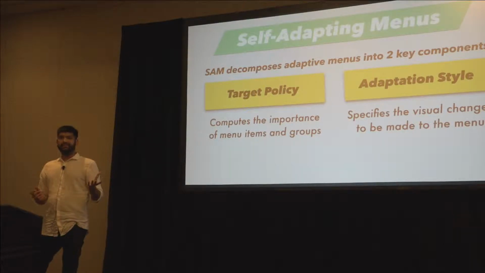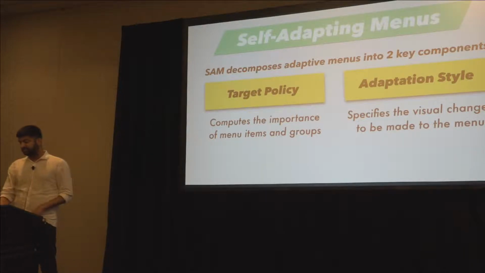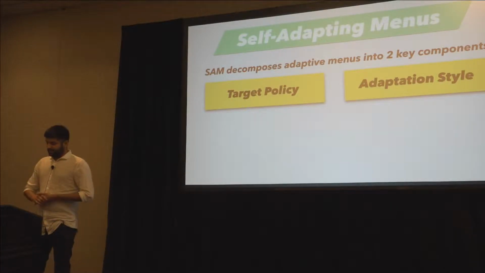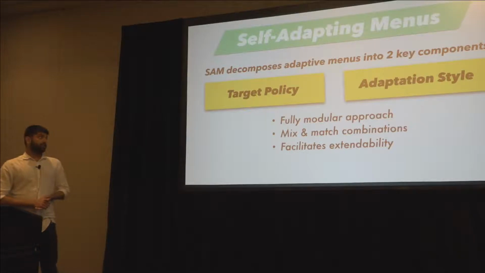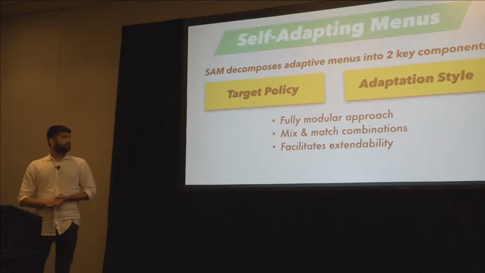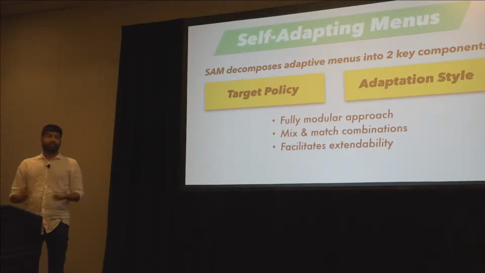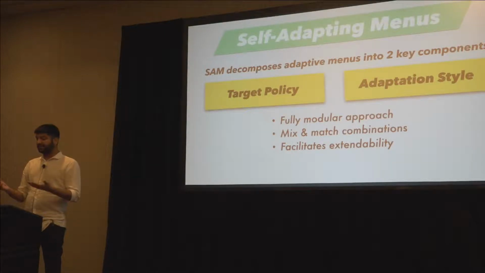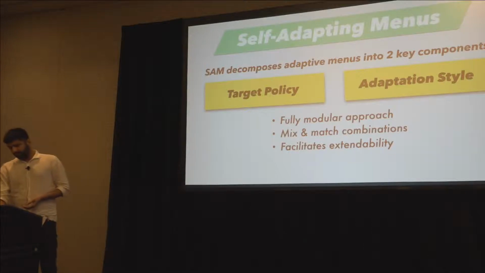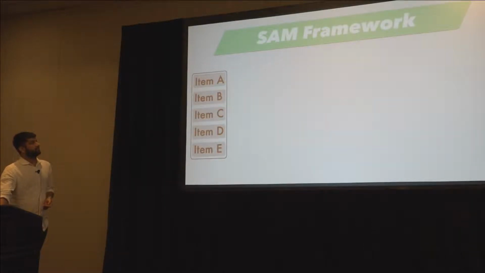And by combining these two aspects and making them modular in nature, we can finally have a fully modular approach for self-adapting menus on the web. And here you could mix and match different combinations, and it also facilitates extending these aspects individually. I'll go into the details of these a bit later, but first I'll show you the SAM framework itself and how it works.